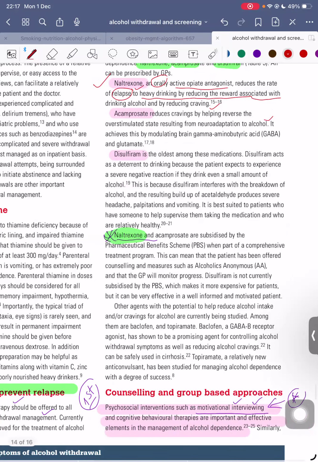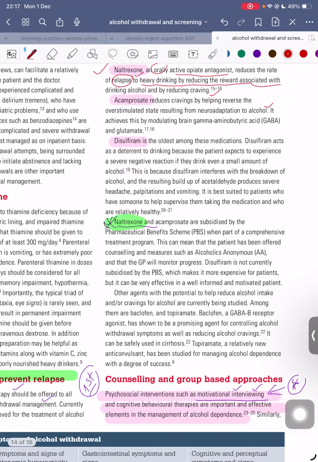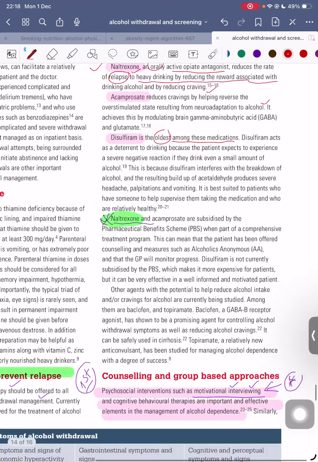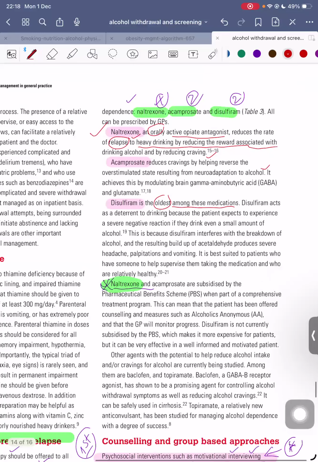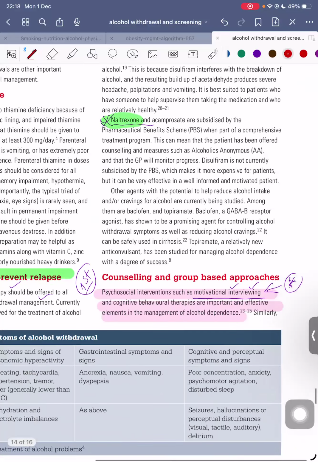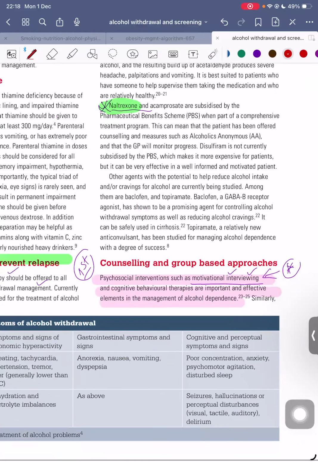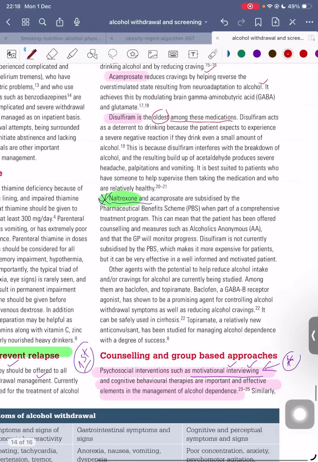Okay, and disulfiram is the oldest among these medications. Disulfiram acts as a deterrent to drinking because the patient expects to experience a severe negative reaction if they drink even a small amount of alcohol. Okay, so just remember naltrexone and this one first, anyway, cognitive behavioral therapy and motivational interviewing.